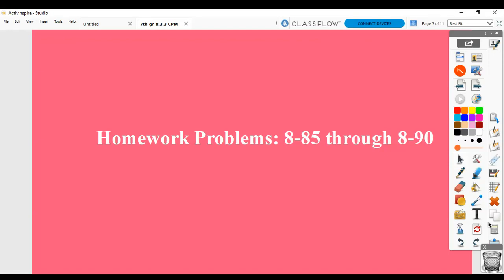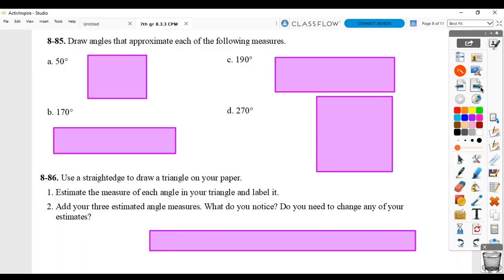This video is to allow you to correct your homework, section 8.3.3. The problems are 885 through 890. So for 885, they want you to draw angles that approximate these measures. So you want to go through the process of drawing them, which would mean to put down your vertex point, to draw your rays, and then to measure them with your protractor to make sure that they are drawn accurately.